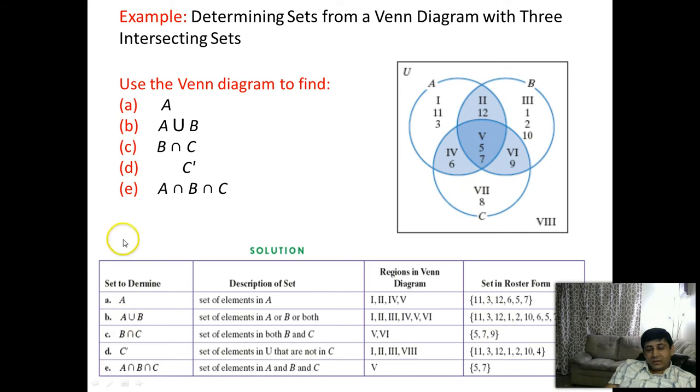Lastly, if we are talking about A intersection B intersection C, that means we are looking for the most famous region, which is common to all, this region 5 here. This region is common to all, and if you look at it, its entries are only 5 and 7. So that's how we get information from a Venn diagram and perform different set operations.